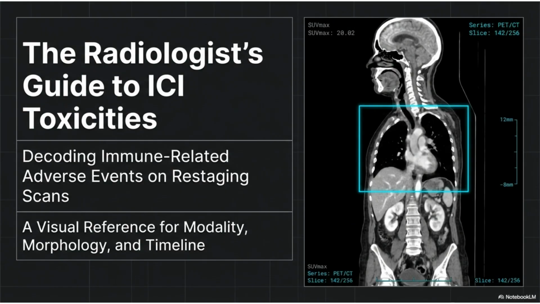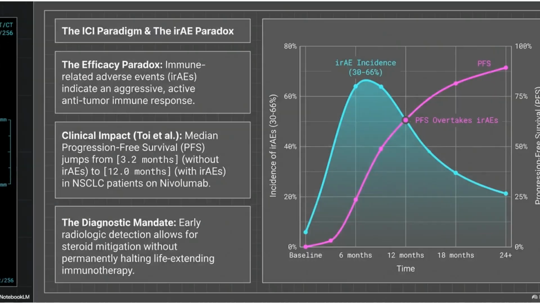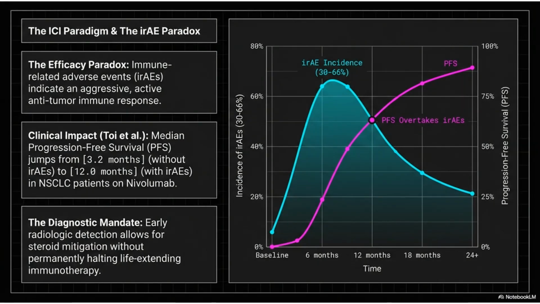Welcome to the Radiologist's Guide to ICI Toxicities, where we decode immune-related adverse events, or irAEs, on restaging scans. irAEs present a paradox. They signify an aggressive anti-tumor response, yet they require careful management. Early detection through imaging is crucial for mitigating adverse events without prematurely stopping life-extending immunotherapy.